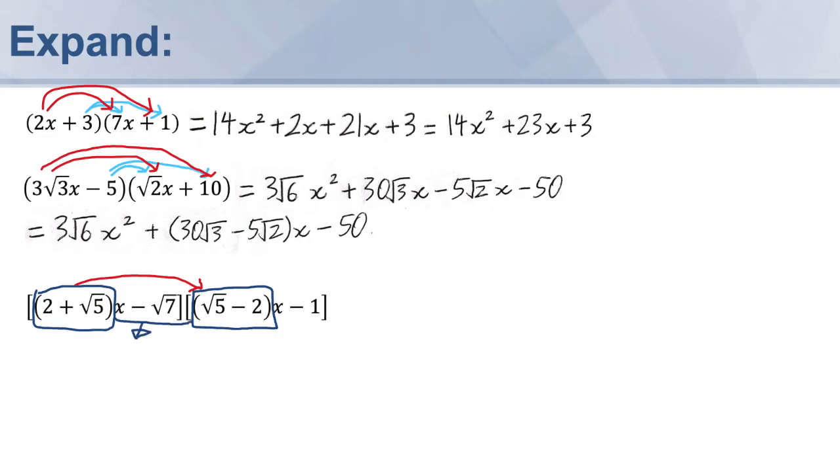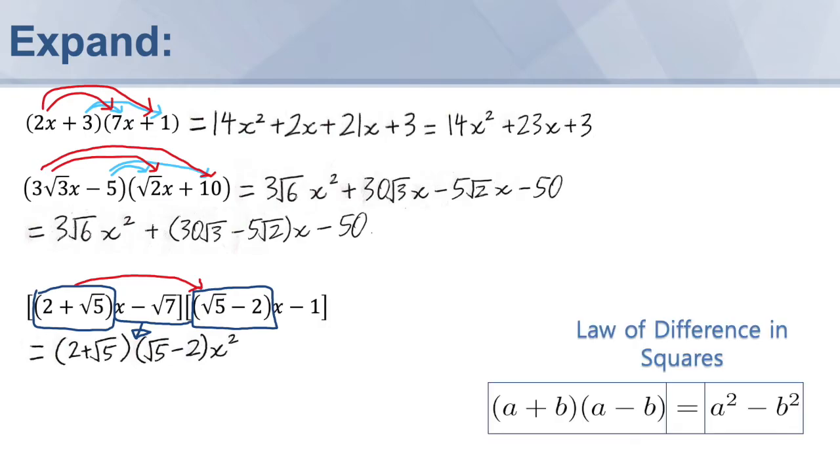We know that when these multiply together, this is the first thing I'm going to do, of course, because they're the first terms of each bracket, it's going to result in root 5 squared minus 2 squared. So that's the law of difference of squares, which gives us basically 5 minus 4, which is 1. So 1 times x squared, well, that's easy. We just have x squared.